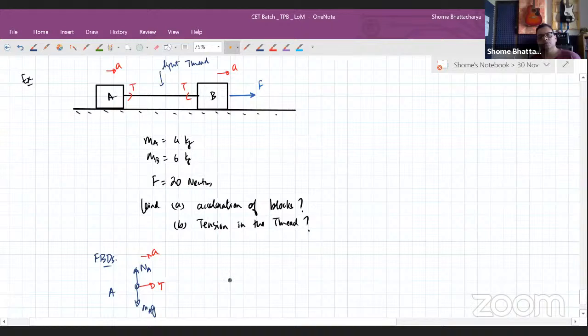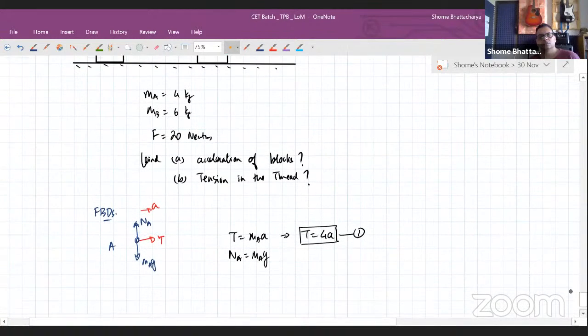So the equation for this becomes T is equal to mass into acceleration. So T is equal to 4a. That's our first equation. And of course, normal reaction is balancing weight. So that is not really important for us here.